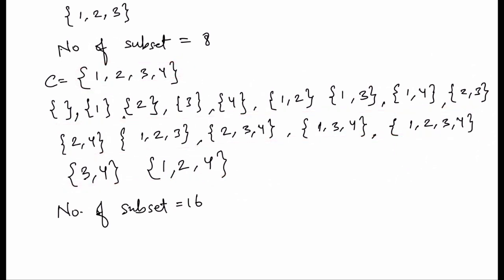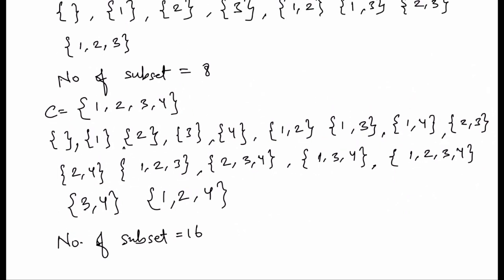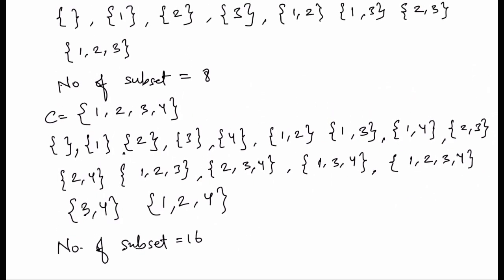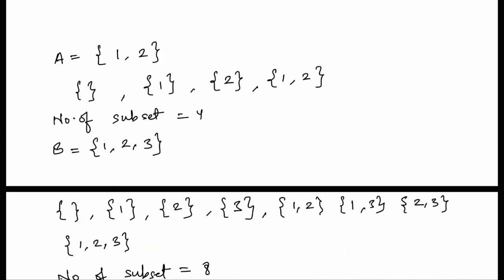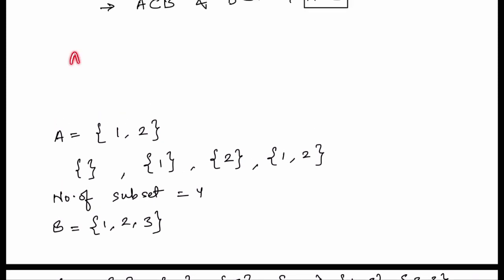So the number of subsets won't be changing. If a set has a fixed number of elements, that is 4 elements, the number of subsets will be 16, whatever the elements are. It does not depend upon the elements; it depends upon the number of elements it has. Similarly, if a set has 3 elements, the number of subsets will be 8. If a set has 2 elements, the number of subsets will be 4. If a set has only one element, the subsets will be 2.